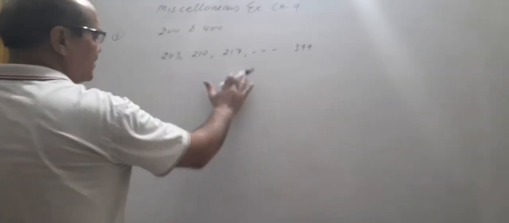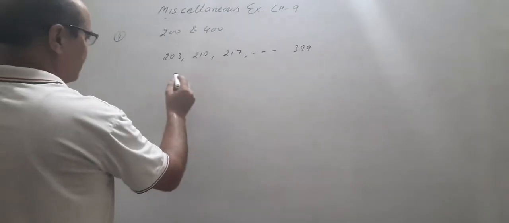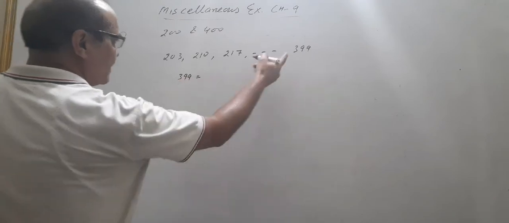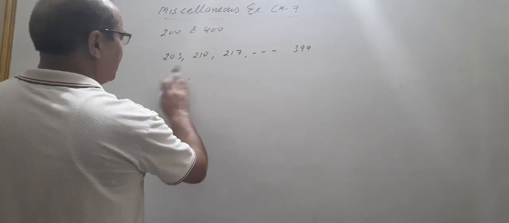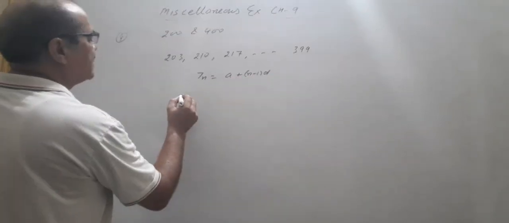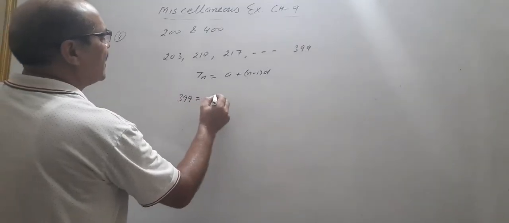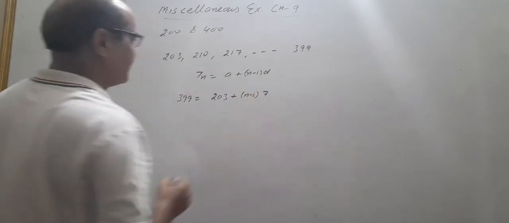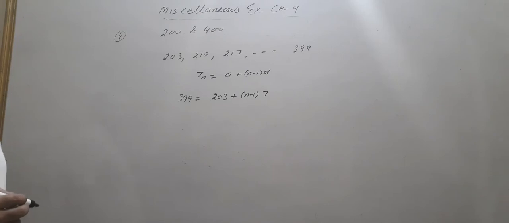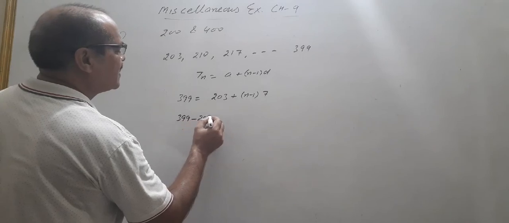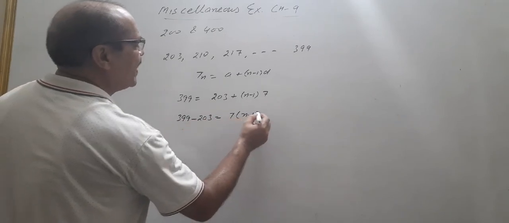So first I have to find n, how many number of terms there will be. So how do we find the number of terms? tn is given to you. You know the formula in AP, see this, okay, I am writing the formula: tn is equal to a plus (n minus 1) d. You know what tn is, that is 399 is equal to a, the first term, plus (n minus 1), and what is d, the difference, that is 7. Okay, is it clear? Now this can be written as 399 minus 203 is equal to 7 times (n minus 1). You see it?